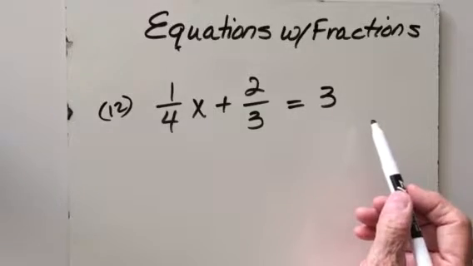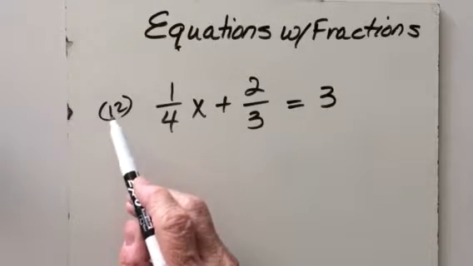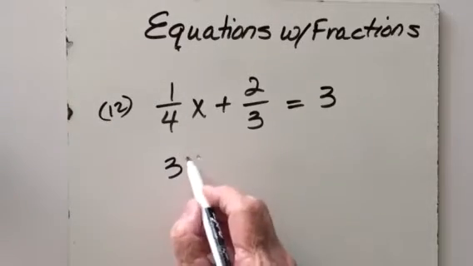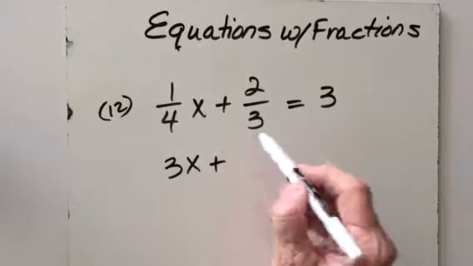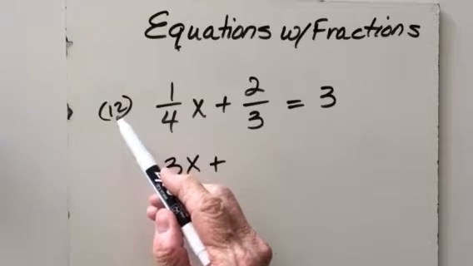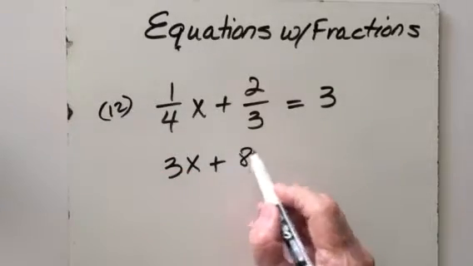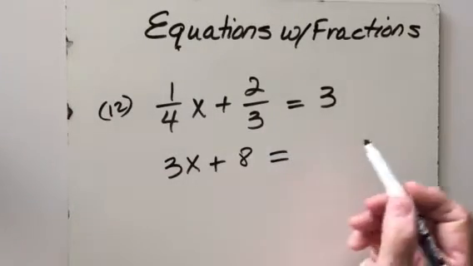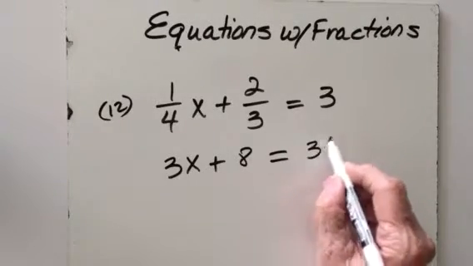All right, here's how we accomplish this. I say 4 goes into 12 3 times. 3 times 1 is 3. And I put down the x. Plus 2/3 of 12. Well, 3 goes into 12 4 times. 4 times 2 is 8. So 2/3 of 12 is 8. Now I multiply 12 times 3, and that's 36.